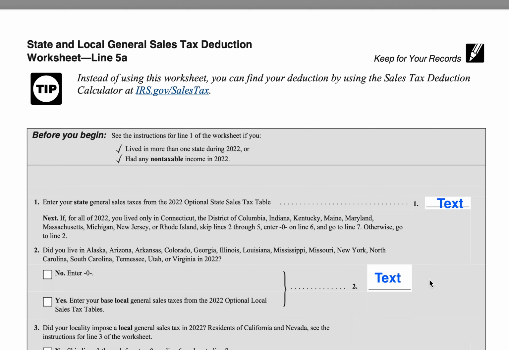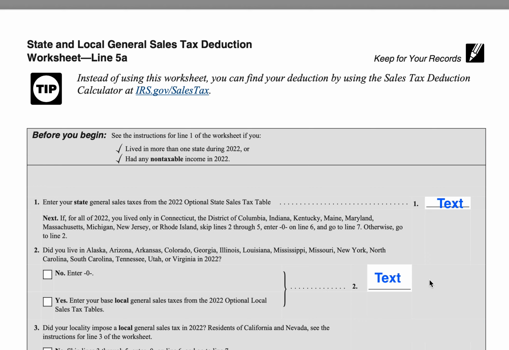For those of you who are still interested in using the sales tax deduction worksheet, you're going to use this in conjunction with the sales tax tables that are located in the back of the Schedule A instructions. This is for the 2022 tax year. They update the tables every year.